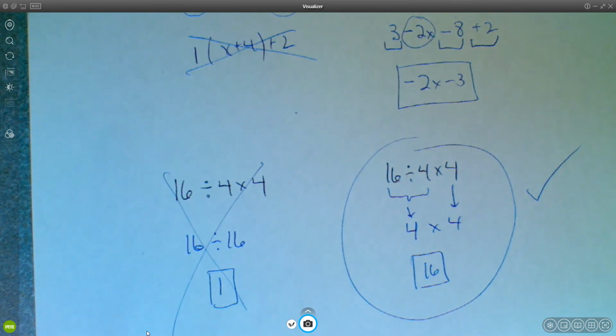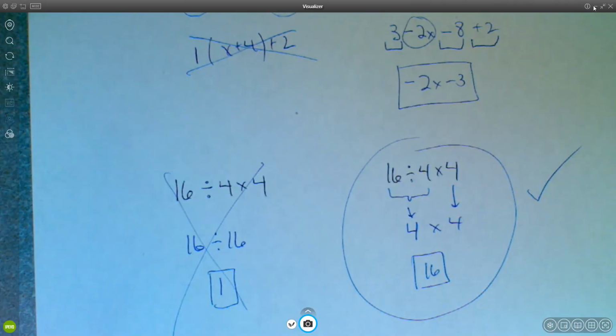All right, so I'll give you some problems that deal with order of operations to kind of practice in homework. That's all I'm going to say for now.